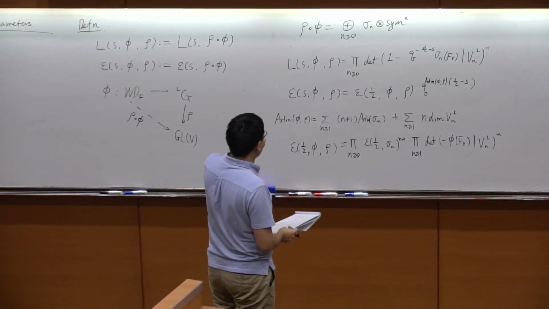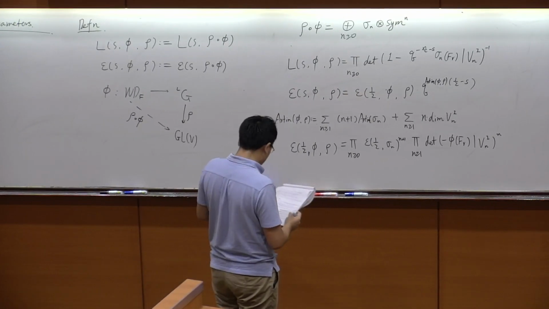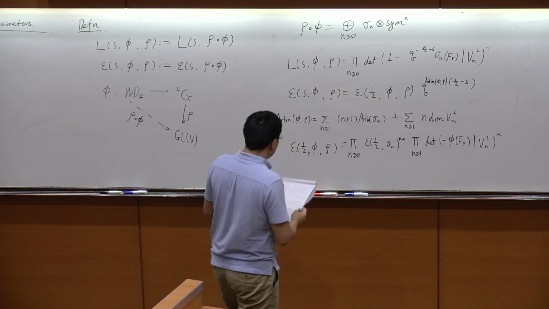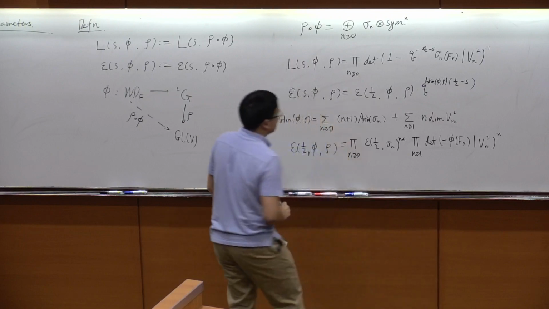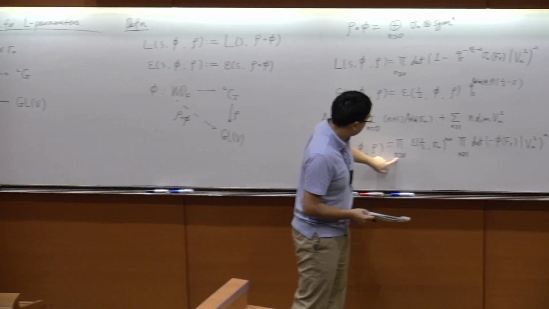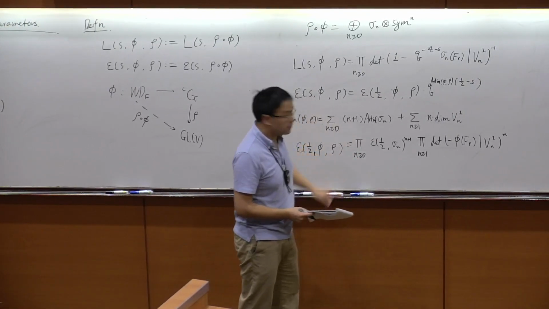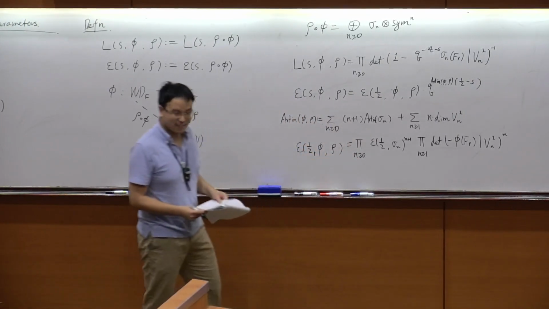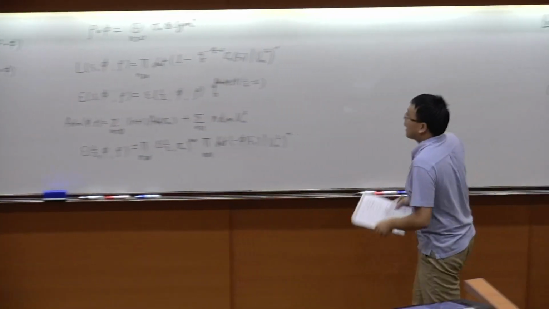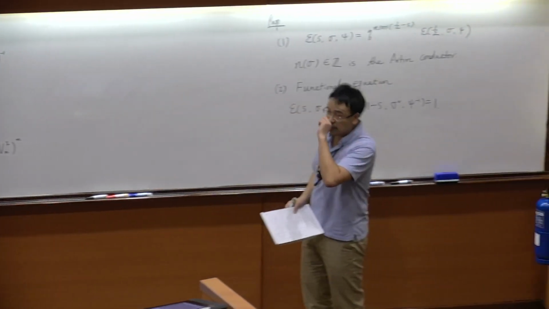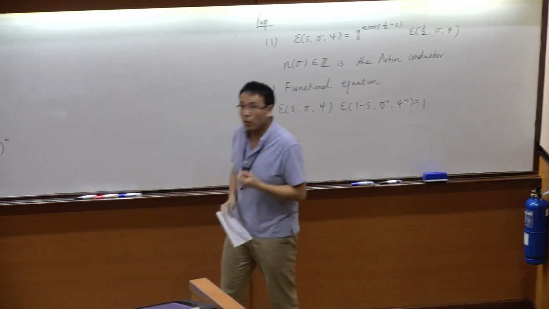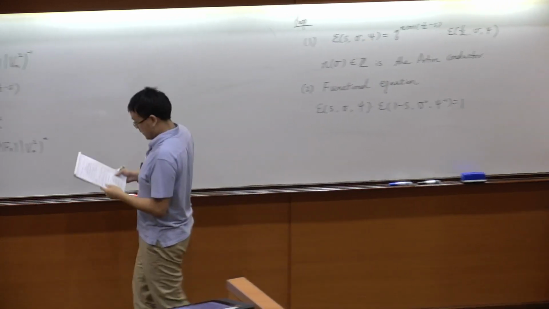For the zero case, sorry, one of them should be 0. Yeah, this is 0, this is 0. One of them is 0, one of them is 1. So this is 0. Okay, and so these are the 4 cases for the local factors, and using these L factors and epsilon factors, we can define the gamma factors.